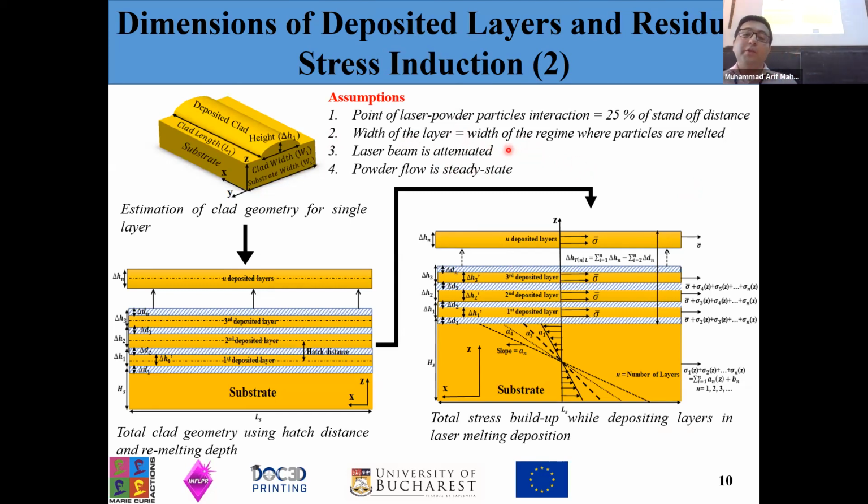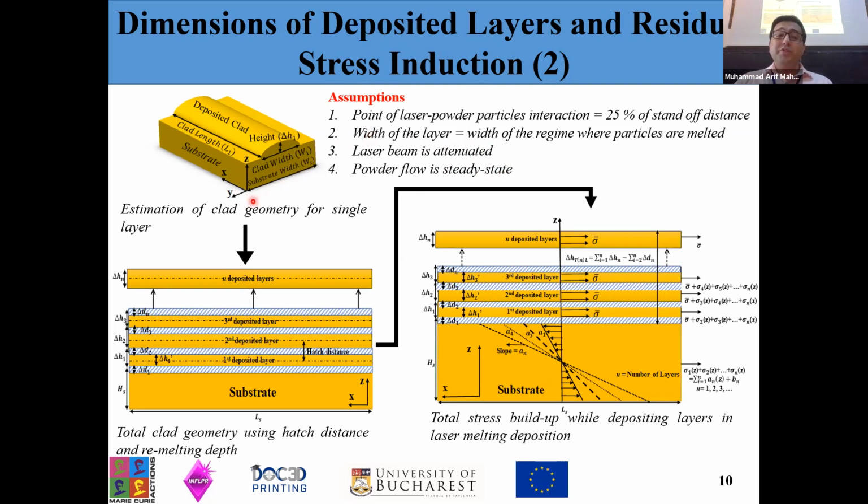So what is laser beam attenuation? It is defined as follows: when the powder particles are added simultaneously with the laser beam, a significant portion of the laser beam is used by the powder particles to change their state from solid to liquid, which will result in laser beam attenuation. And it is an inherent phenomenon in the LMD process. And the powder flow is steady state.